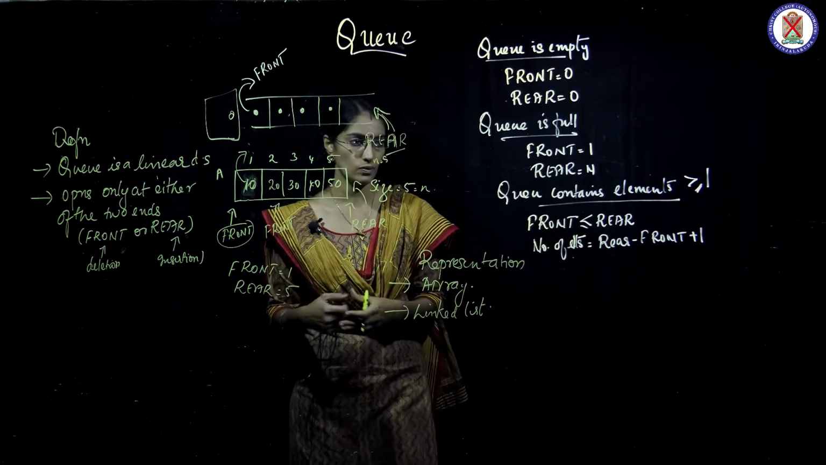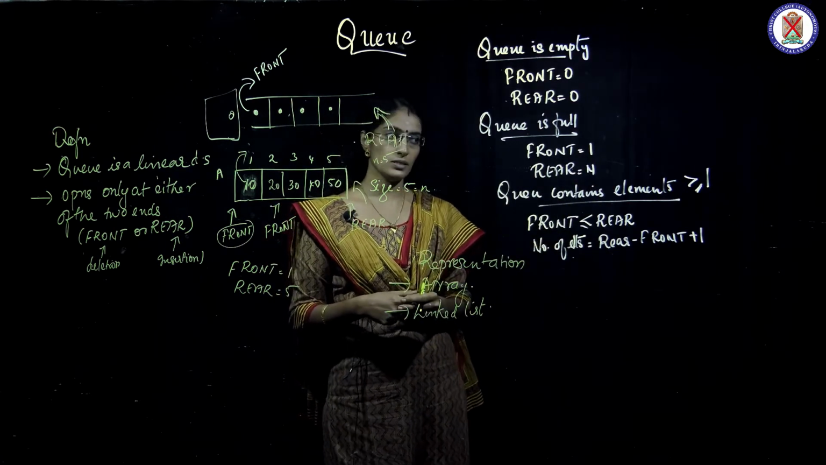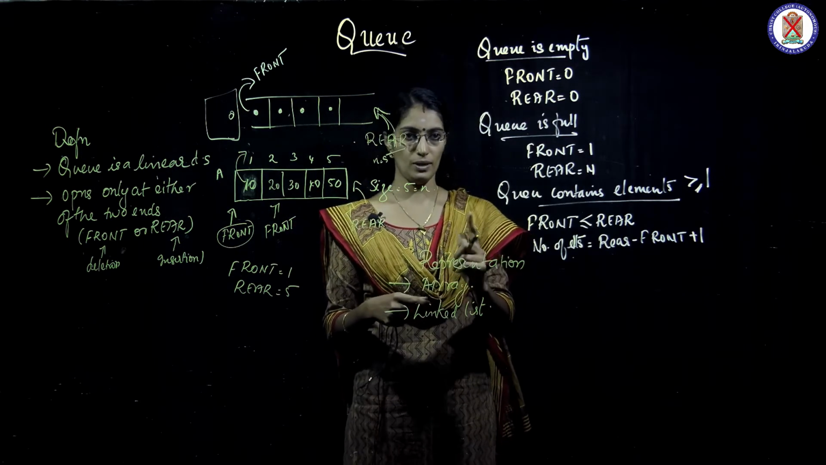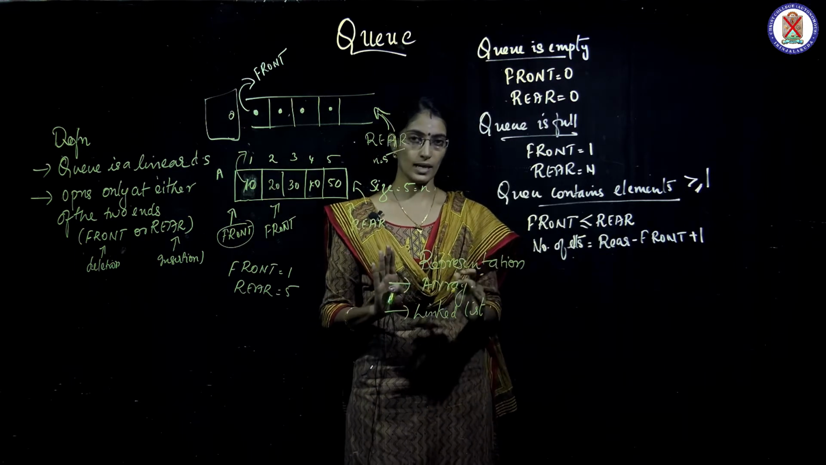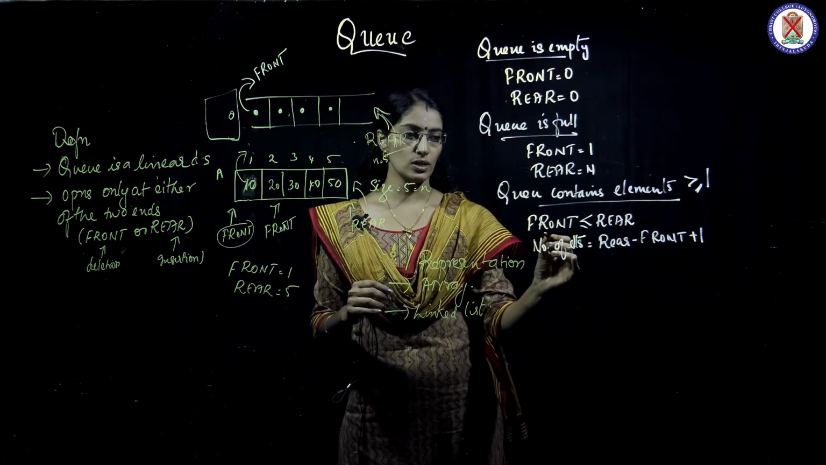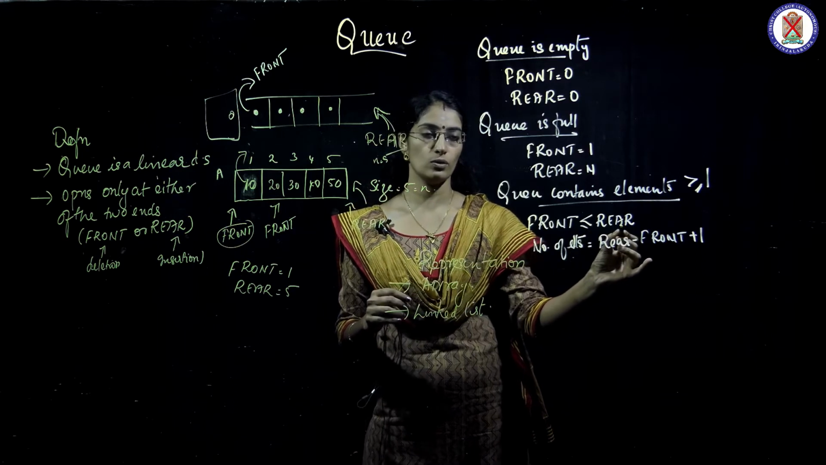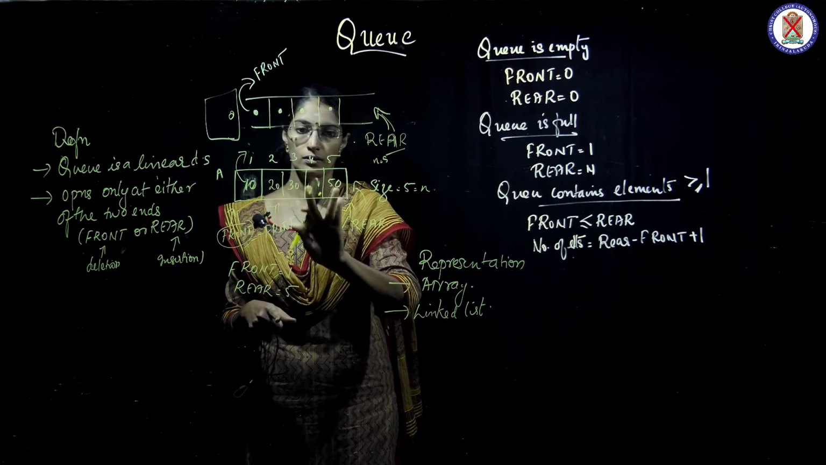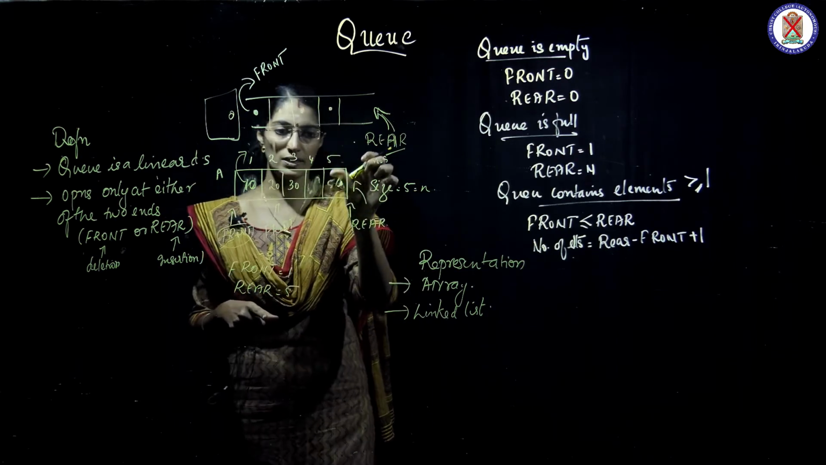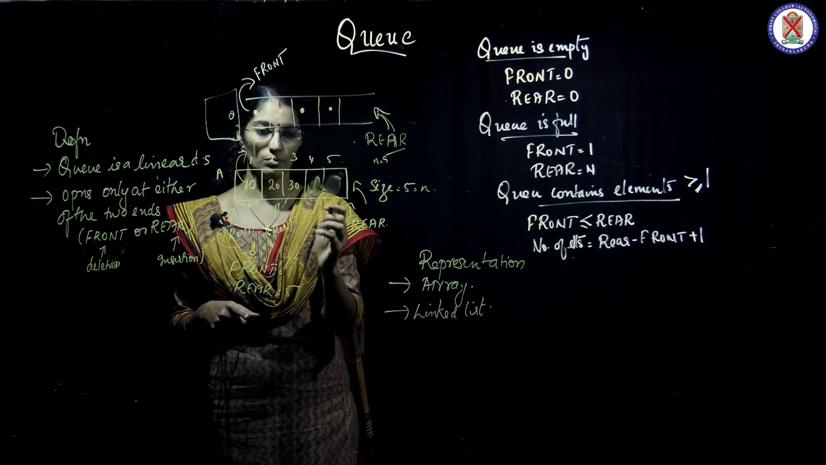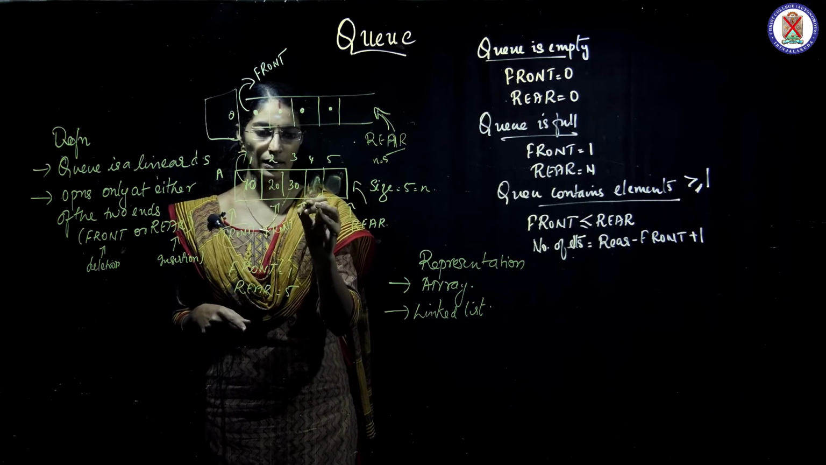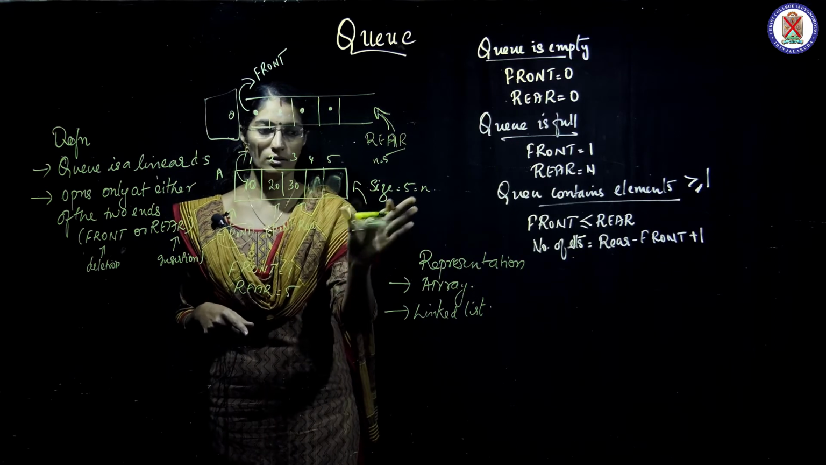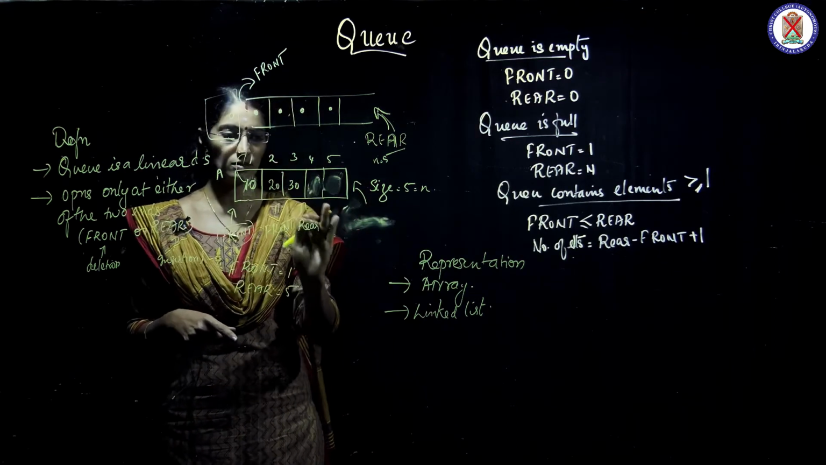Now the next condition, what is it? The queue contains elements greater than or equal to 1. That is, the queue contains at least one element, but the queue is not full. So what does that mean? In that situation, front is always less than or equal to rear, right? Suppose the size is 5 itself, but we have only 3 elements. Now naturally in this situation, rear will be pointing to the last inserted element, that is 30.